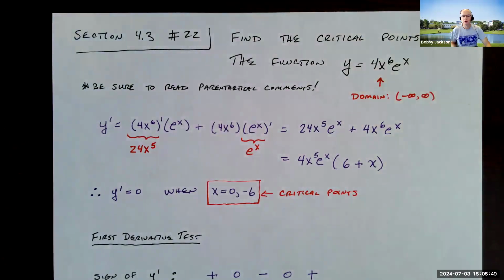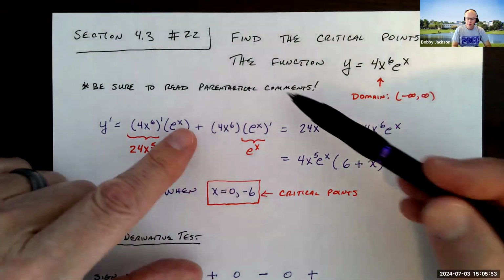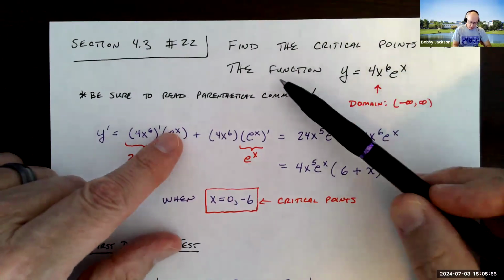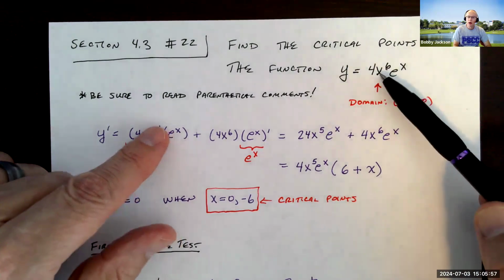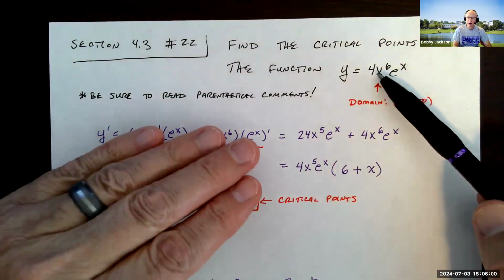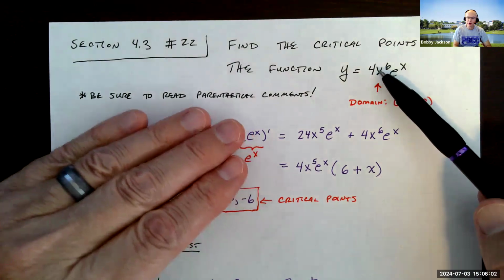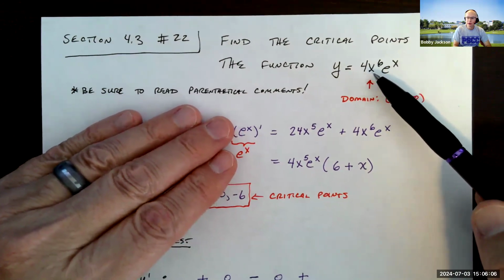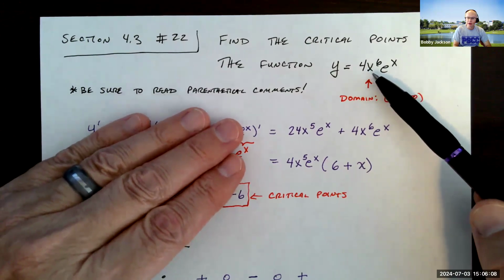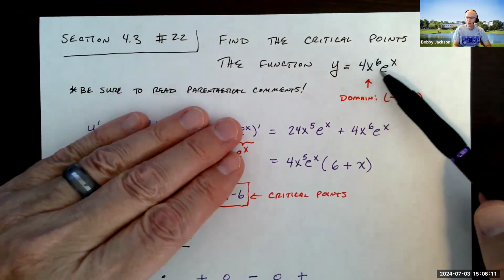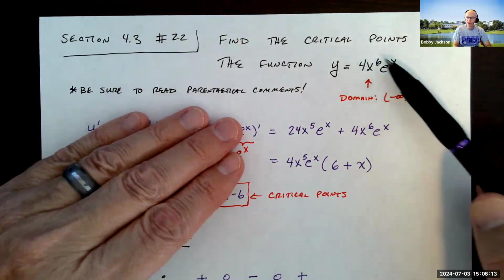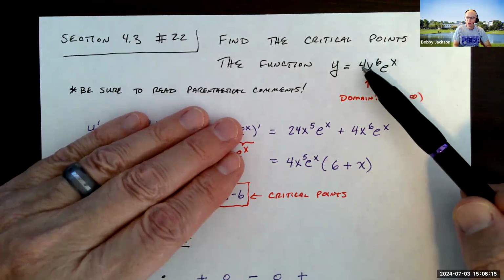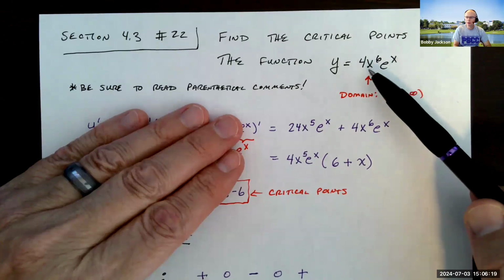Hey everyone, we're going to take a look at number 22 in section 4.3. This problem asks us to find the critical points for this function. There's a lot of parenthetical comments, information that you need to know to solve the problem, so make sure that you clearly read those things to know how to answer the question correctly. Your function for this problem should be very similar to this. These numbers, the 4 here and the 6 up here, the exponent, may be slightly different.